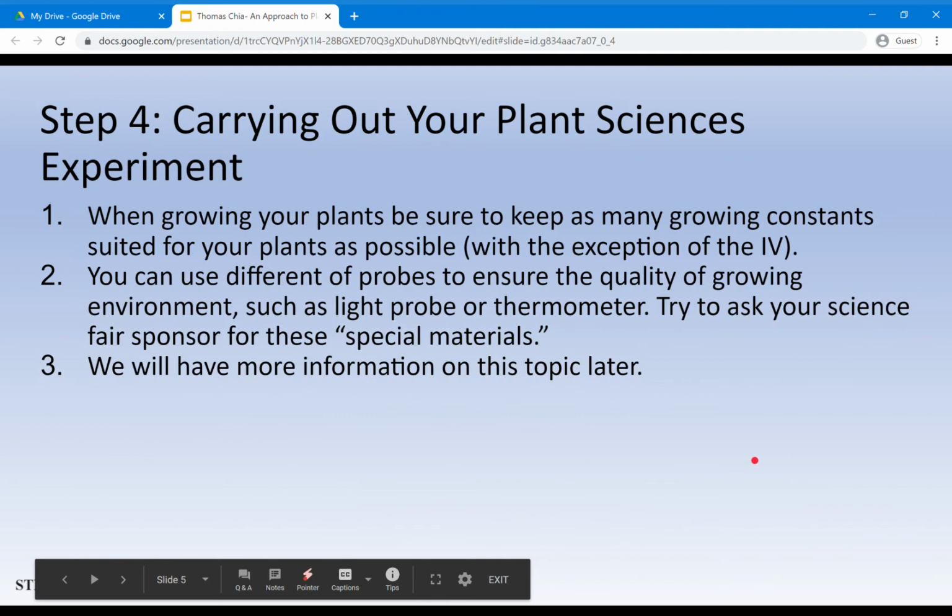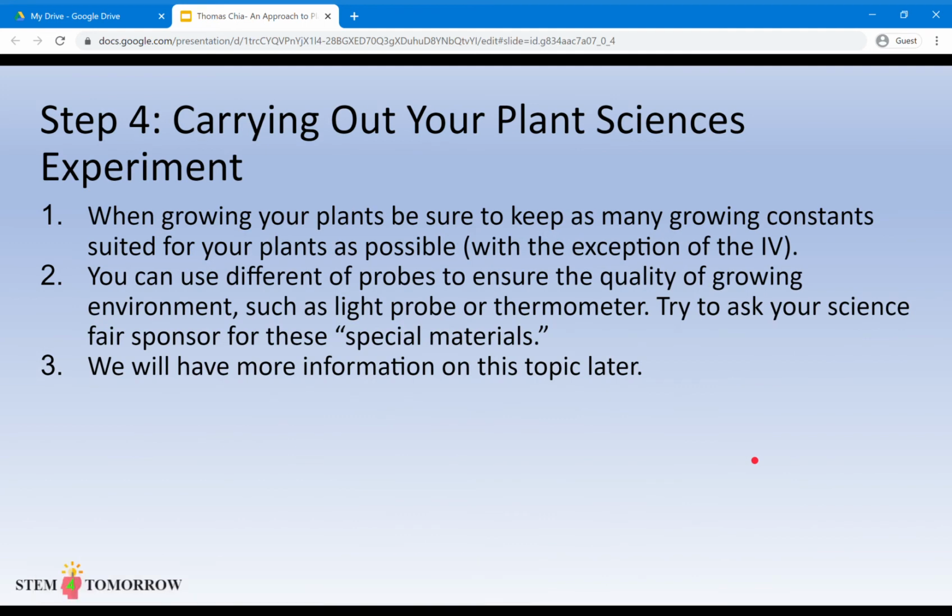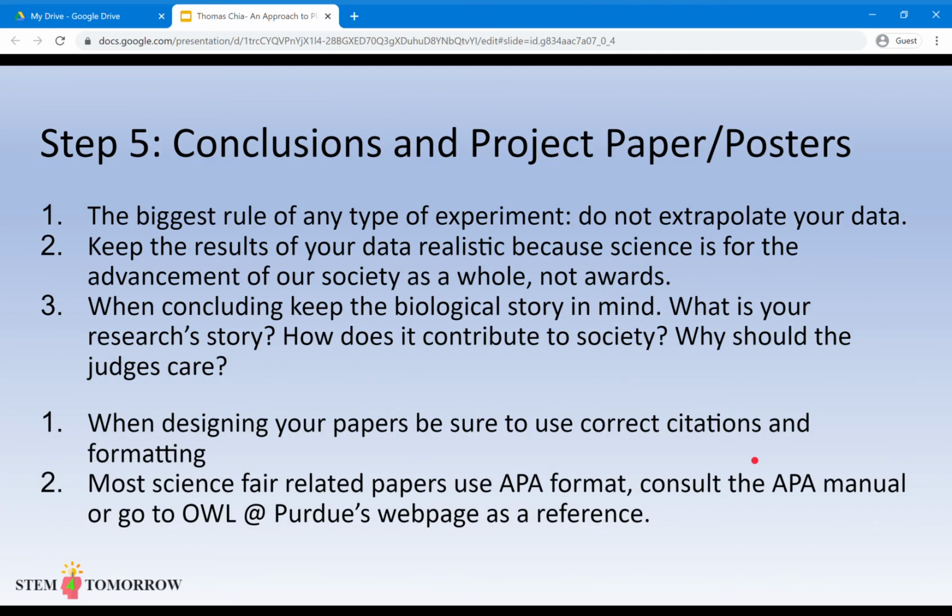Lastly, when carrying out your experiment, be sure to keep as many constants for your plant. We'll have more information on this topic later. When building your conclusion, be sure to not extrapolate your plant science data. There's only so much that a plant can take. There's only so much that the soil can take. So be sure to not overuse your data to a certain unreasonable extent.